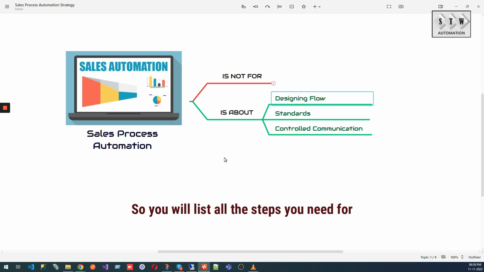So you will list all the steps you need for your sales process, then decide that which process will be manual, which process will be automated, and which process will be advanced automated. And that is how you can design your sales process automation.